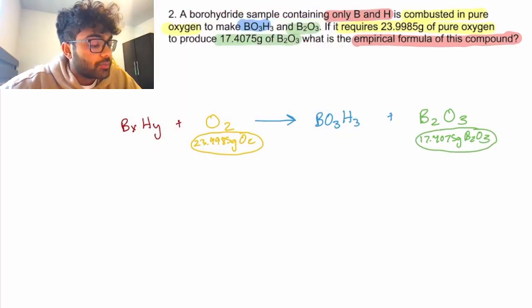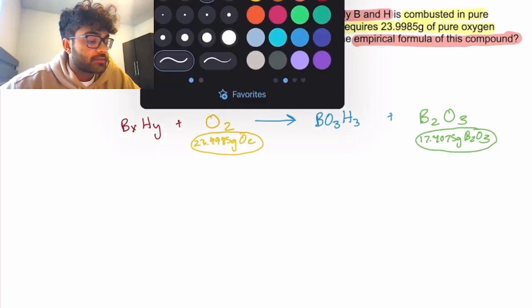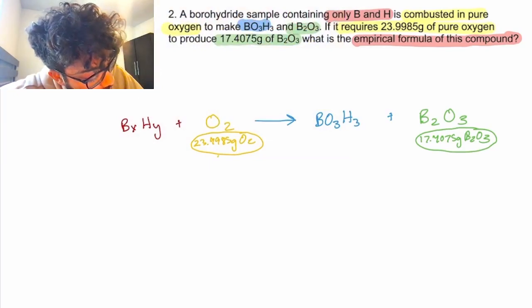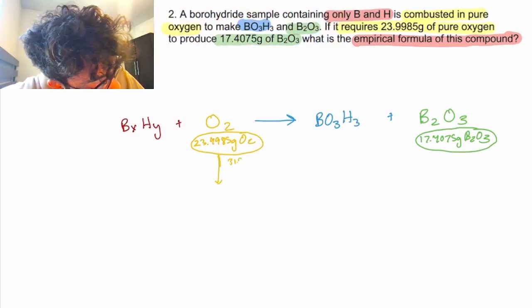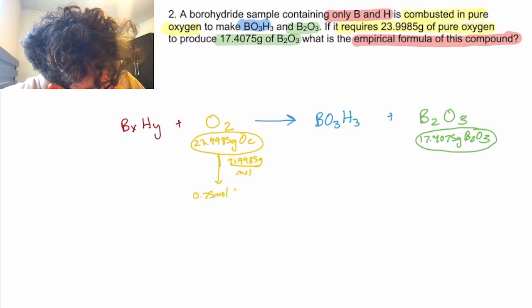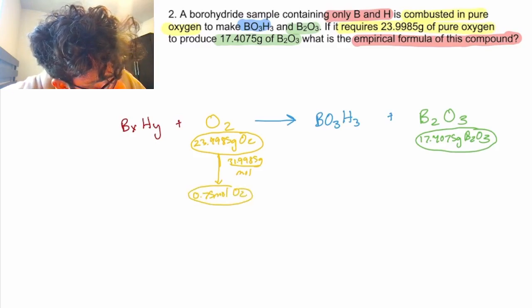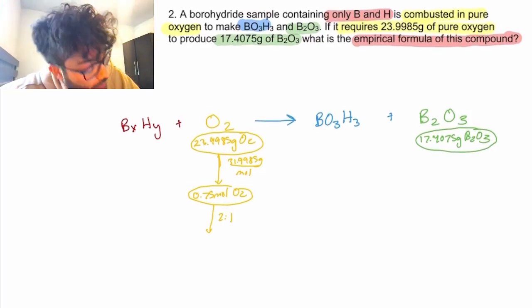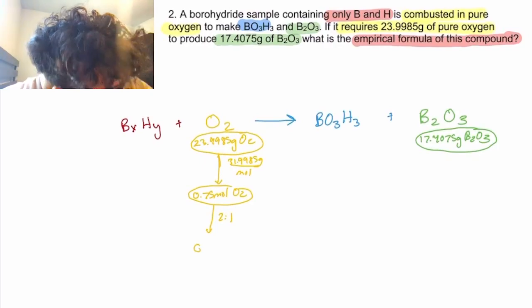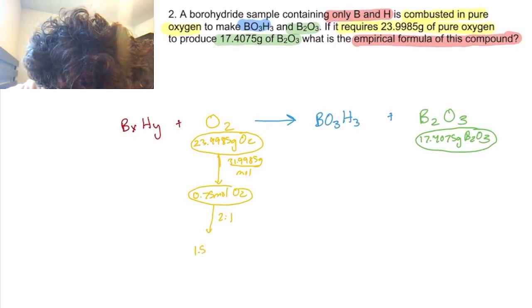Now let's go to moles and break down these grams. Starting with oxygen, we know that the molar mass from the periodic table is 31.9985 grams per mole. So we have 0.75 moles of O2. Oxygen is in a 2-to-1 ratio in O2, so 2 oxygens per molecule of O2, and we get 1.5 moles of oxygen.